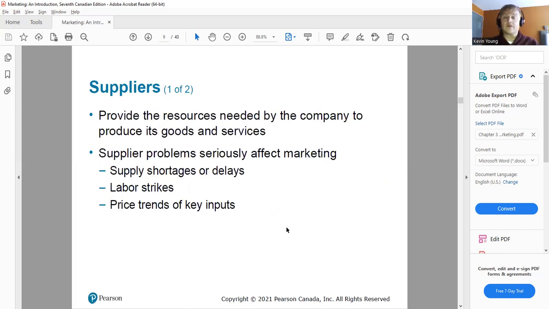You have your suppliers. They provide the resources needed by the company to produce the goods and services. Supplier problems seriously affect marketing. These can be supply shortages, these can be labor strikes, these can be price trends of key inputs. And what did we learn during COVID? Supply chains were seriously disrupted.